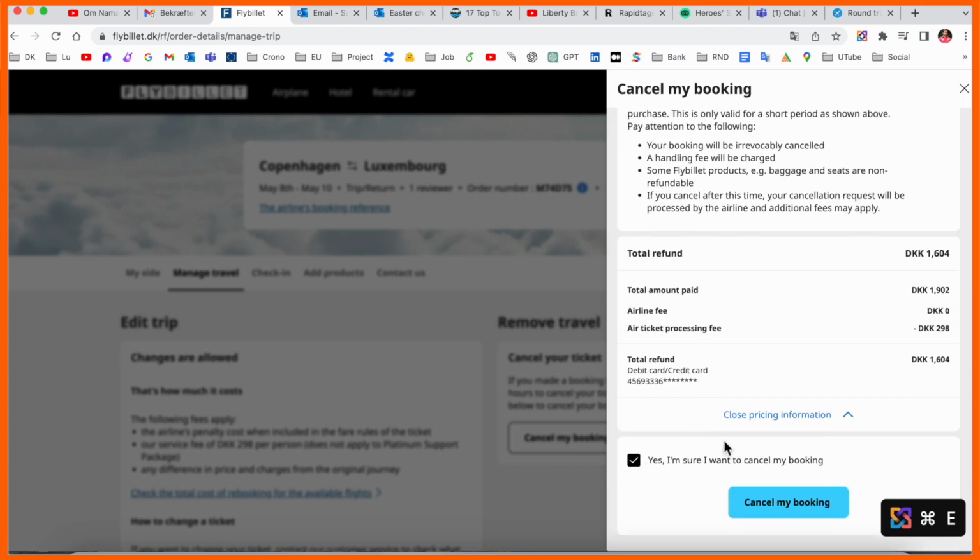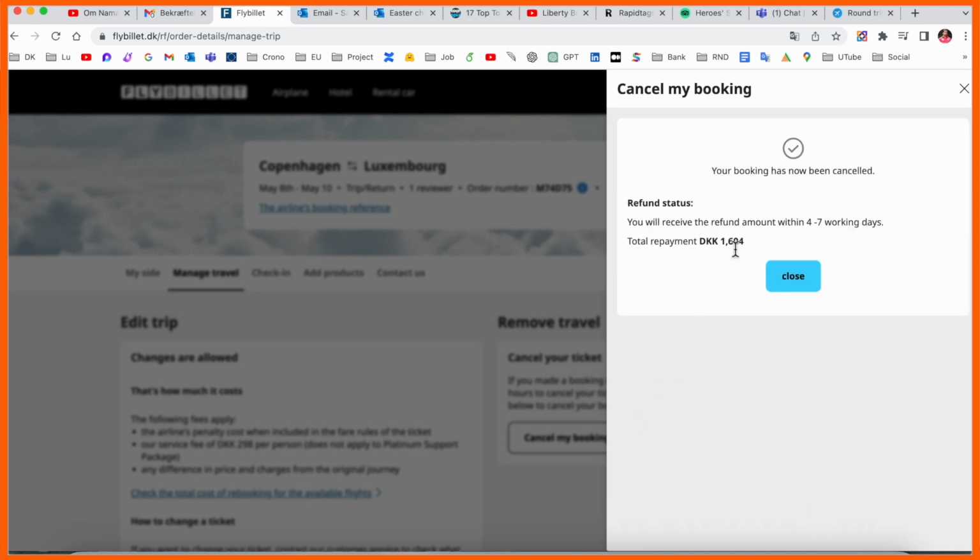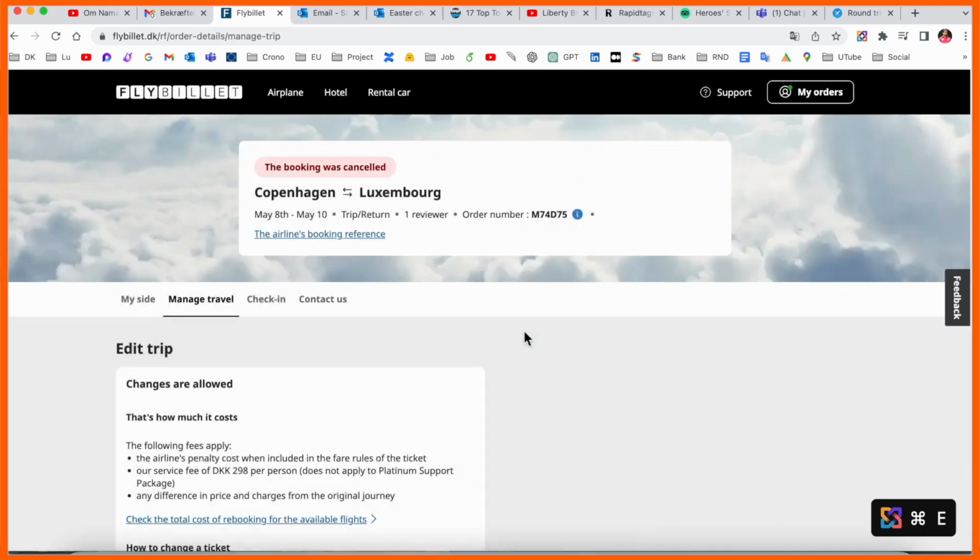You just simply select and make sure the credit card is the same, and I say cancel the booking, and look at this, you are receiving the refund amount within 4 to 7 days. Total repayment, I am receiving this amount in my account. It's easy, and some of the websites provide such good facilities if your date is missing.